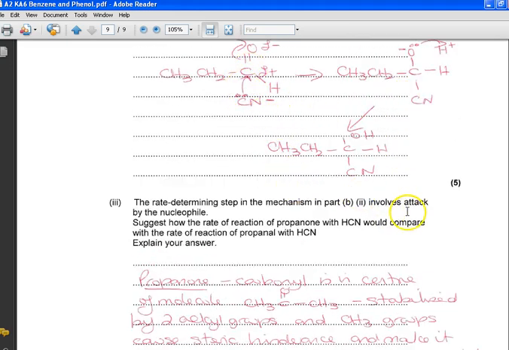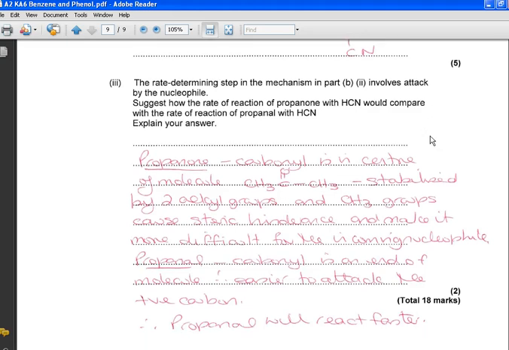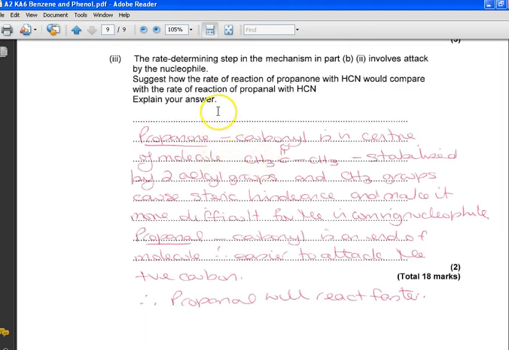How quickly does that happen? How will the rate of reaction of propanone compare with the rate of reaction of propanal? I'm surprised how many of you didn't recognise that propanal is going to react faster, because the aldehyde group is on the end. If you just scribbled them out in a test or an exam, you'd see straight away that the positive carbon is much more available in the aldehyde than in the ketone. But you need to explain to get the marks.